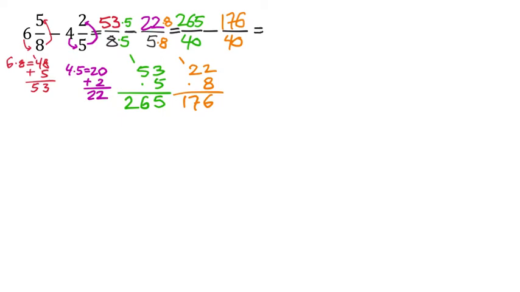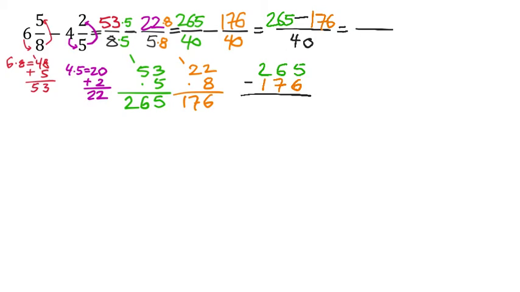Well, now that the denominators are the same, we successfully forced the denominators to be the same. We're going to actually do the subtraction here. But what are we subtracting? Looks like it's 265 minus 176. So let's go and stack those and perform our subtraction here. 265 minus 176. And this will give us a new fraction. Of course, the denominator will still be 40, but let's see what we get.